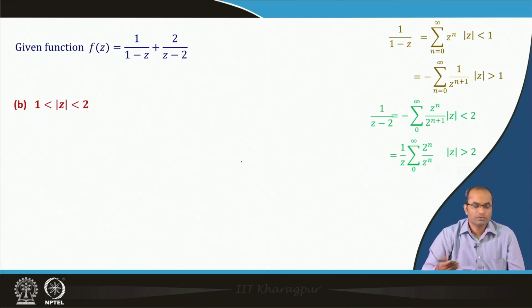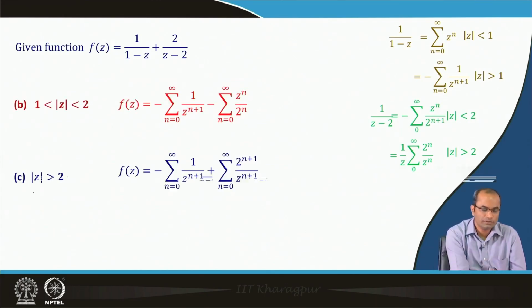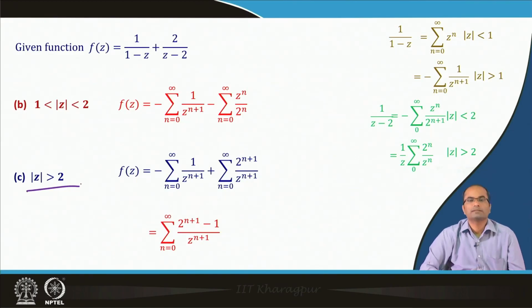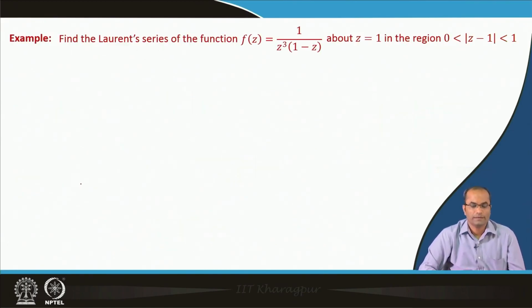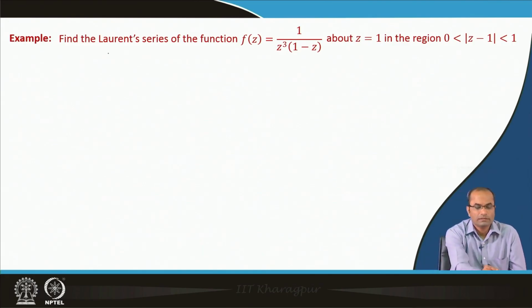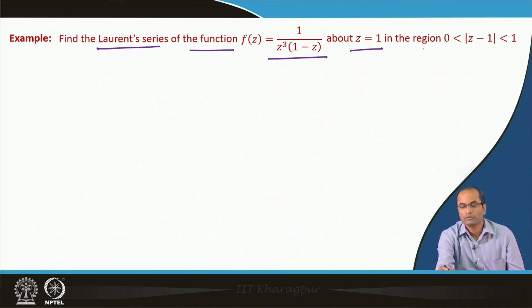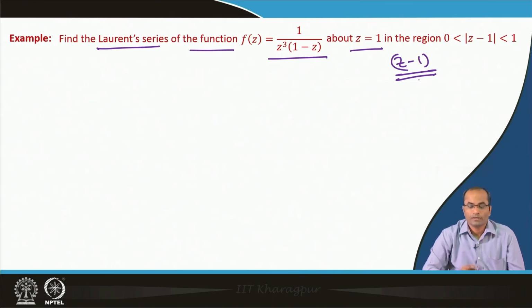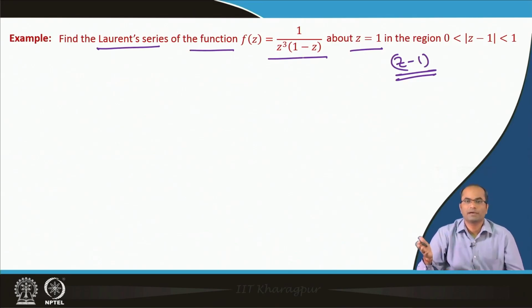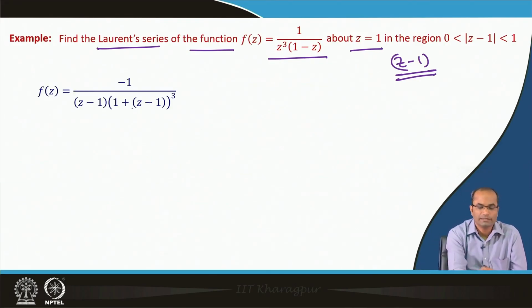Here again we can use the same trick. So, third is mod z greater than 2, and this can also be done similarly. So, this is a slightly different example, where we will find the Laurent series of this function about z equal to 1. Instead of z equal to 0 as in the previous examples, we now have z equal to 1. That means we are going to have powers of z minus 1. So, we have to frame this function in the form 1 plus z minus 1 or 1 minus z minus 1, and then we can again expand it, like we have done here.